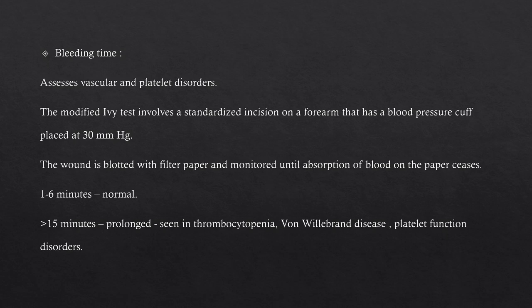Bleeding time can also be calculated. It's a modified Ivy test wherein a small incision is placed on the forearm, and like the Rumpel-Leede phenomenon or the capillary fragility test, a blood pressure cuff is placed and raised to about 40 mm of Hg. Then the wound at the incision site is blotted with filter paper and monitored until absorption of blood on the paper ceases. About 1 to 6 minutes is normal. More than 15 minutes is prolonged, and it can be a sign of von Willebrand disease, thrombocytopenia, or platelet function disorder.